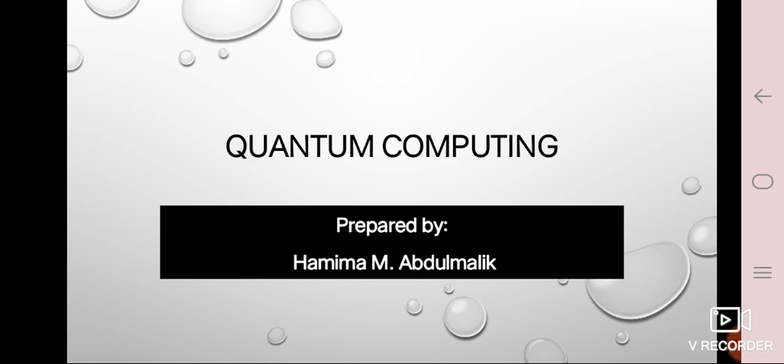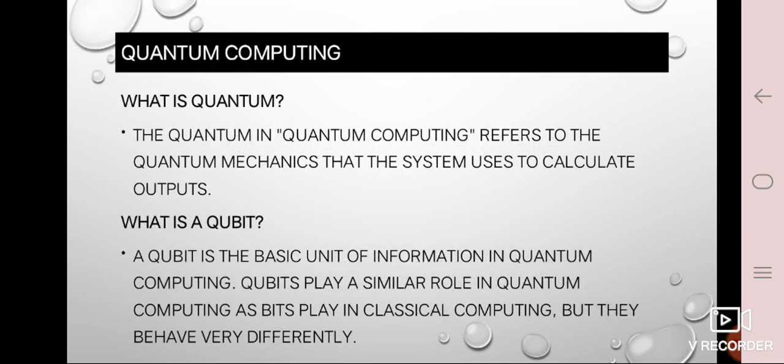The topic I will be discussing is about quantum computing. So what is quantum computing? To fully define quantum computing, we need to define some key terms first. So what is quantum? The quantum in quantum computing refers to the quantum mechanics that the system uses to calculate outputs. In physics, a quantum is the smallest possible discrete unit of any physical property. It usually refers to properties of atomic or subatomic particles, such as electrons, neutrons, and photons.